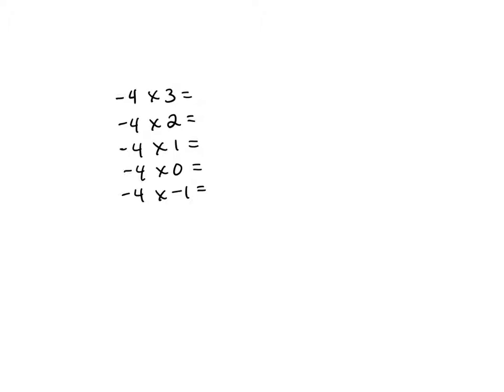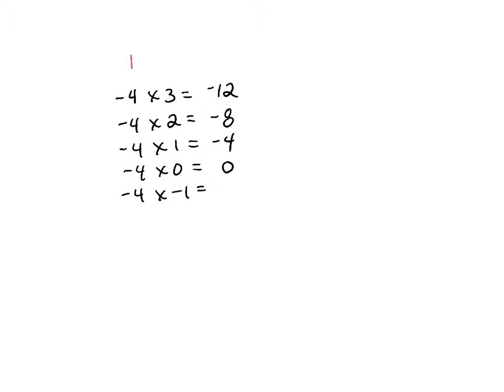Let's use that idea to take a look at another series of numbers that I have here. Negative 4 times 3. I have a negative times a positive, so I know the answer to that has to be a negative. It would have to be a negative 12. Negative 4 times 2, same thing, I would get a negative 8. Negative 4 times 1 would have to give me a negative 4, and negative 4 times 0 would have to give me 0. Well, let's take a look at this pattern.